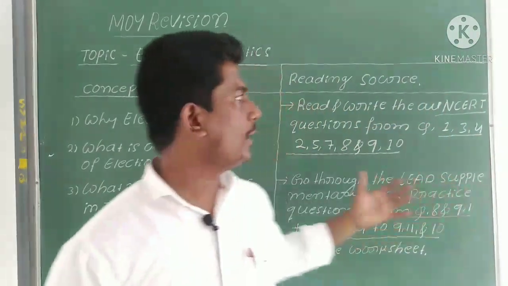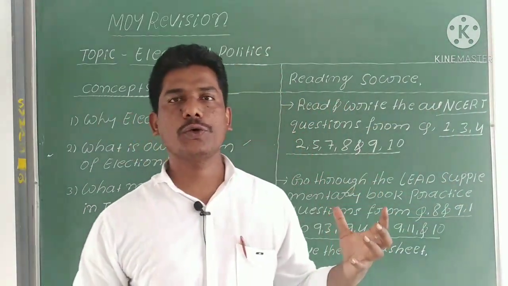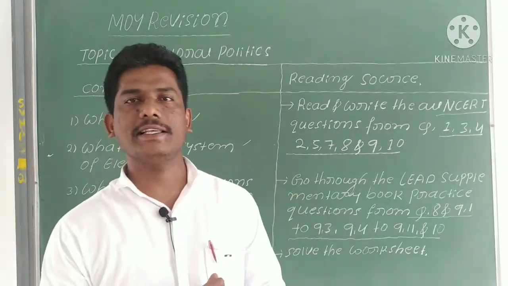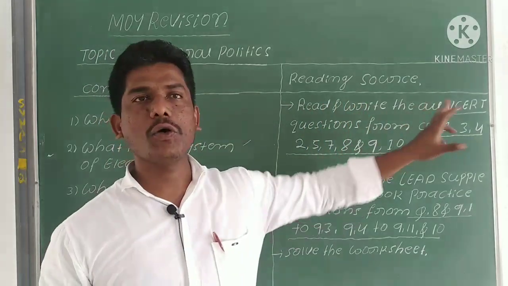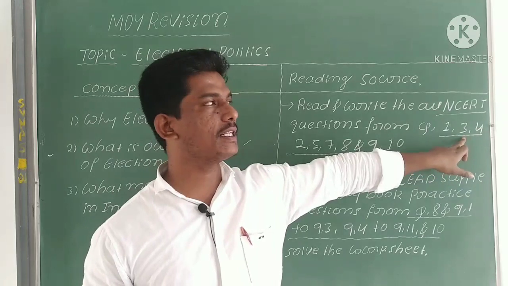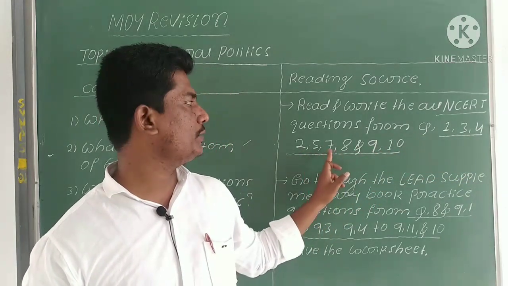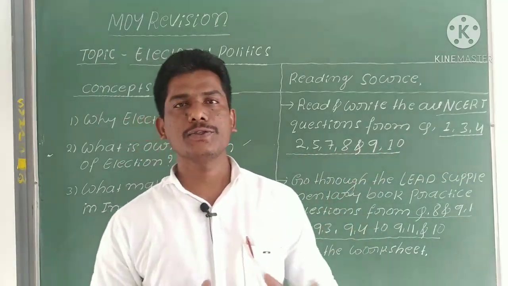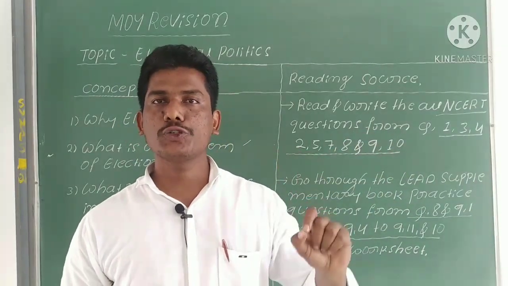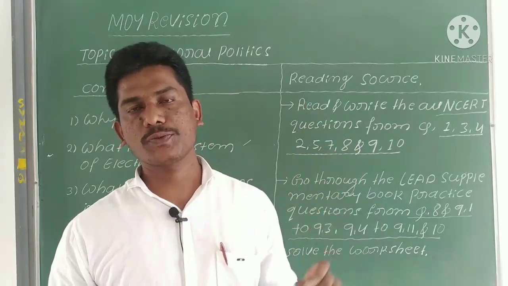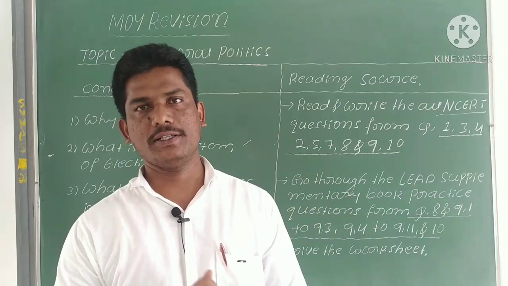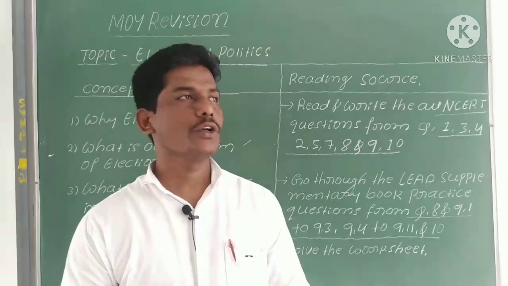Coming to the important point, the reading source. Which questions do you have to remember in this lesson? Read and write all the NCERT questions, question numbers 1, 2, 3, 4, 5, 7, 8, 9 and 10, which have already been given in your textbook. Please go through all the questions from your NCERT textbook and try to solve them.